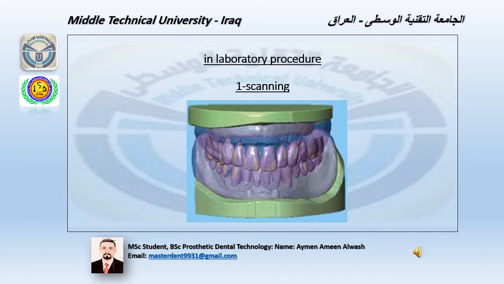In laboratory procedure, number 1, scanning. Scan of maxillary impression and scan of mandibular impression. Then teeth arrange in scanning impression on virtual cast mount at the vertical dimension.